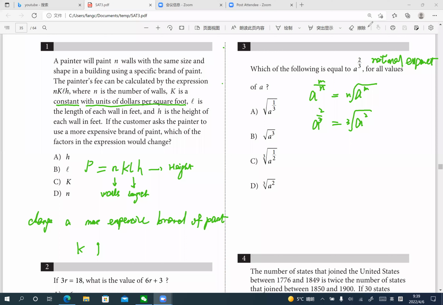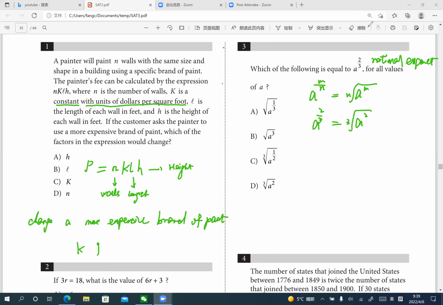SAT-3, question 1. A painter will paint n walls with the same size and shape in a building using a specific brand of paint. The painter's fee can be calculated by the expression nkLH, where n is the number of walls, k is a constant with units of dollars per square foot, L is the length of each wall in feet, and H is the height of each wall in feet.